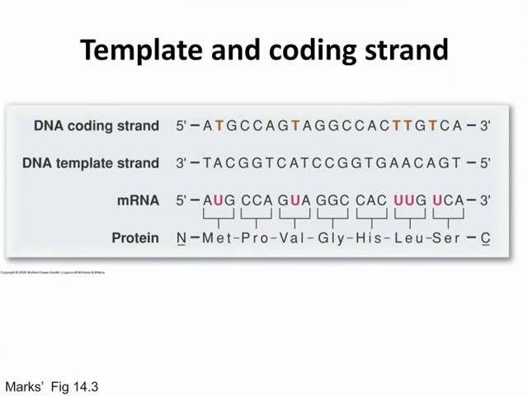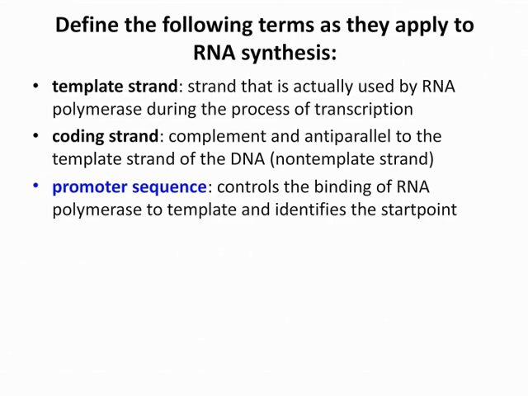So if you look at the mRNA, it's going to be complementary to that template strand. Also notice, since we're using RNA, we're not going to use thymine as a base pair. We're going to use uracil. Another definition is the promoter sequence. It just identifies the start point so that RNA polymerase can bind there and start RNA synthesis.